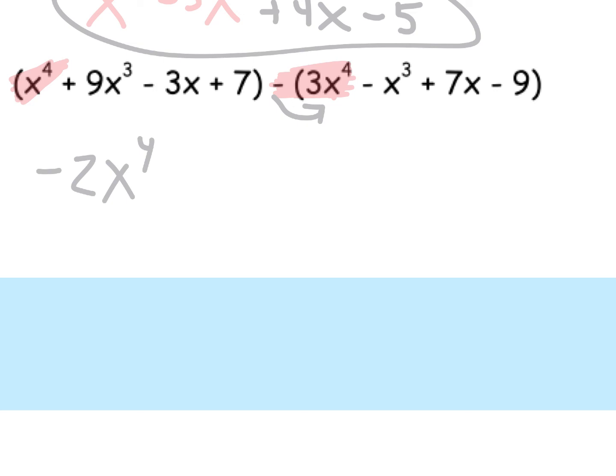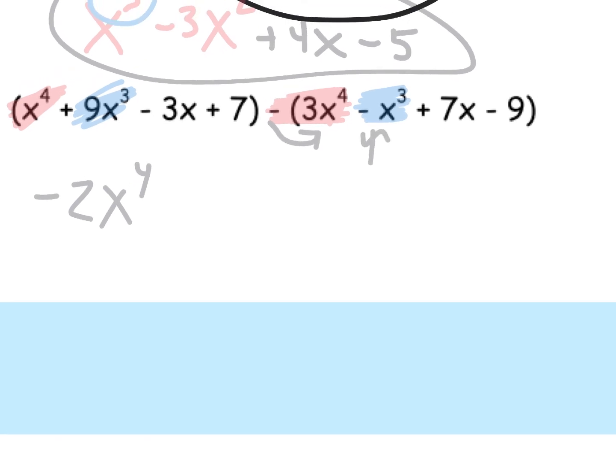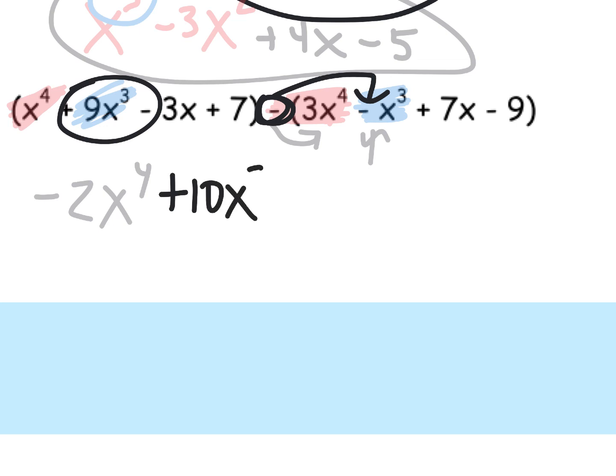Cool. And then I go to this, and this goes with this, and it'd be very easy right now to make a critical mistake. That is not a negative. Why not? Because there's a negative in the front, right here, that cancels that out, makes that +x to the 3rd, and +9x to the 3rd makes +10x to the 3rd.